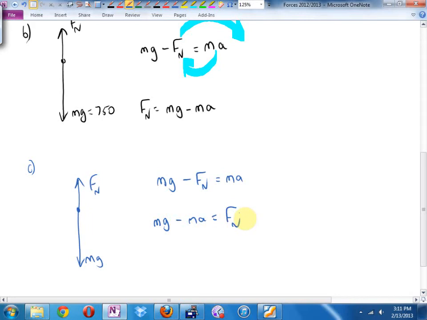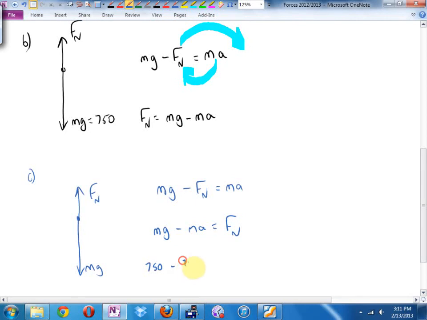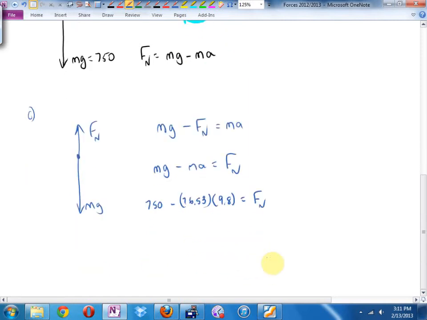And then you would say mg is 750 minus, what was the mass? 76.53. What's the acceleration? And again, Zach, we don't need to put the negative. By the way, where we're including the negative is when I go winner minus loser. That's taking care of any negatives that we need. And if you try typing that on your calculator, what is 750 minus 76.53 times 9.8? It's 0.